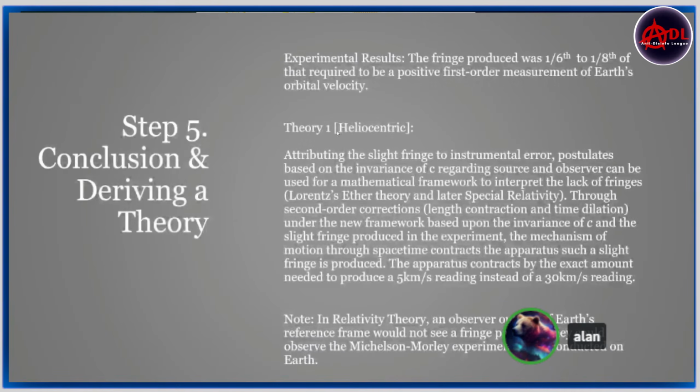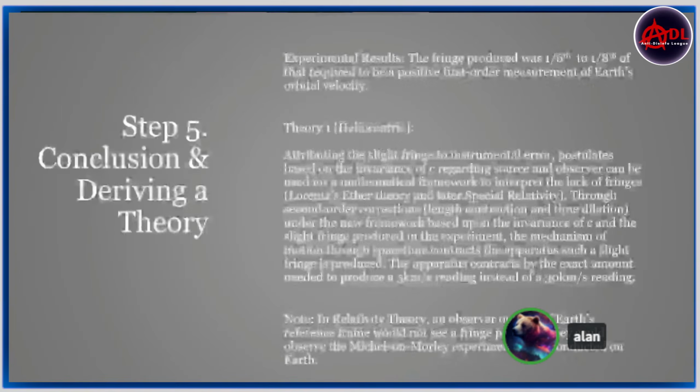So theory 1, for heliocentrism, attributes the fringe to instrumental error, and later uses postulates based on the invariance of c regarding the source and observer. You can formulate a mathematical framework to interpret the lack of fringe, i.e., Lorentz's ether theory, saying there was ether contraction, or later special relativity, saying there was space-time length contraction and time dilation. And using this new framework based upon the invariance of c, you can use the slight fringe in the experiment as a correction mechanism mathematically.